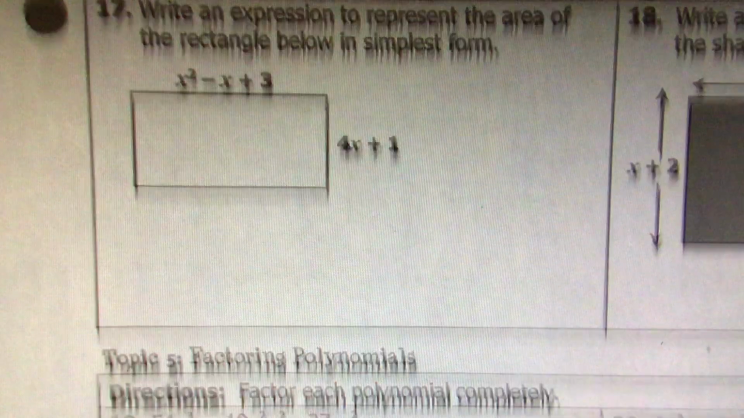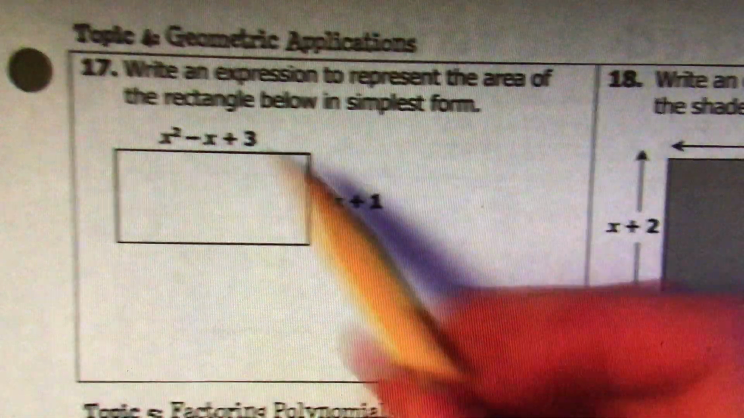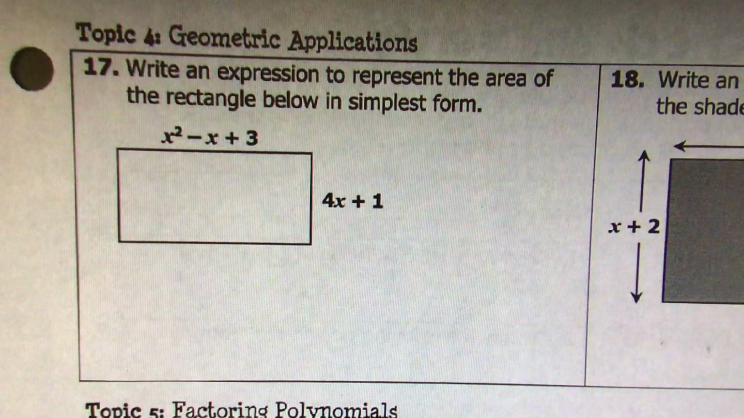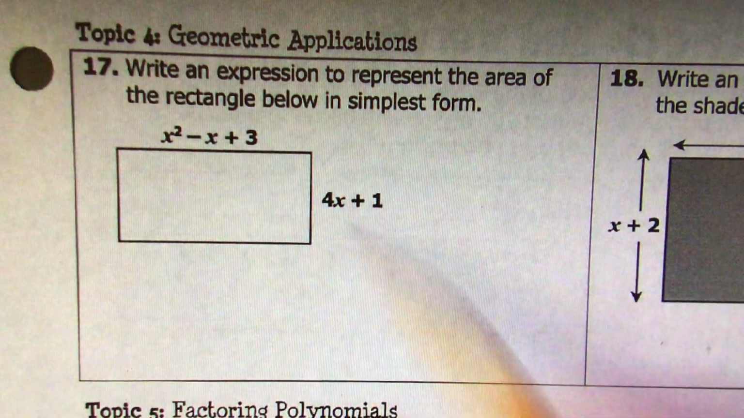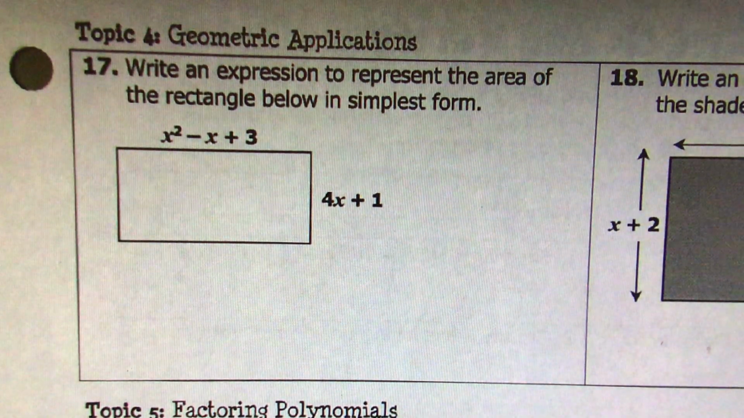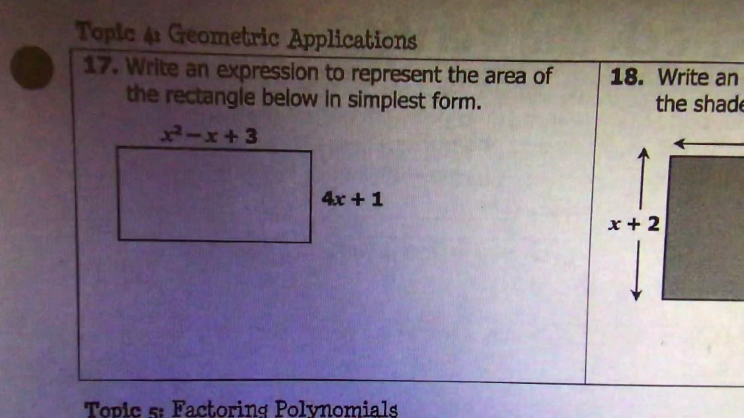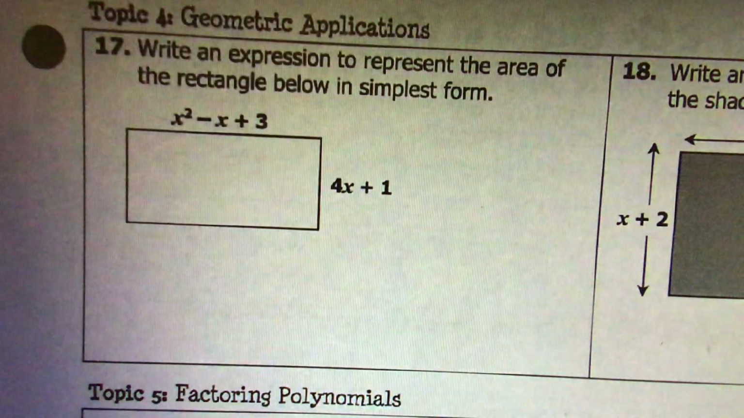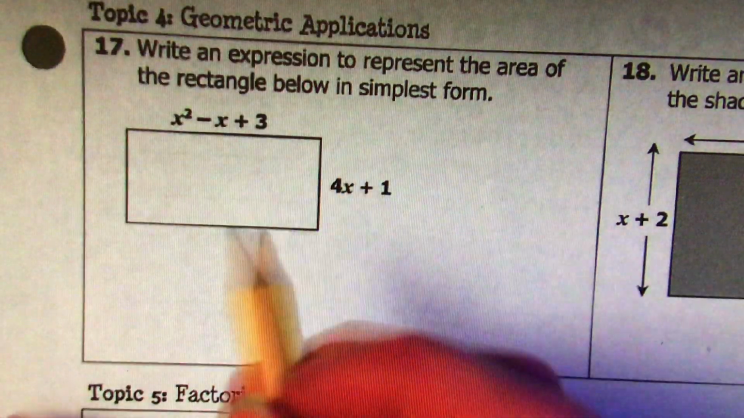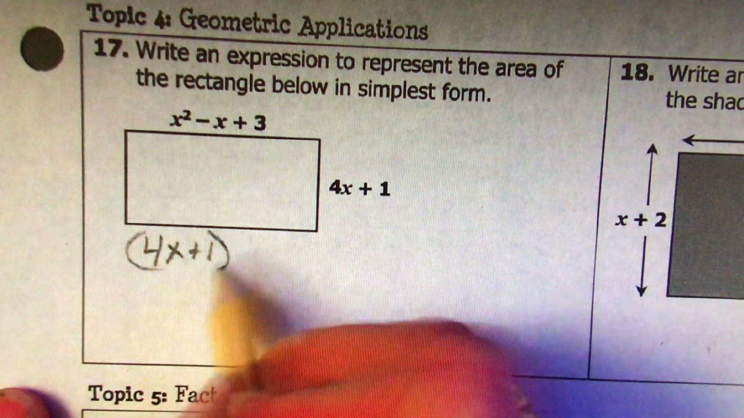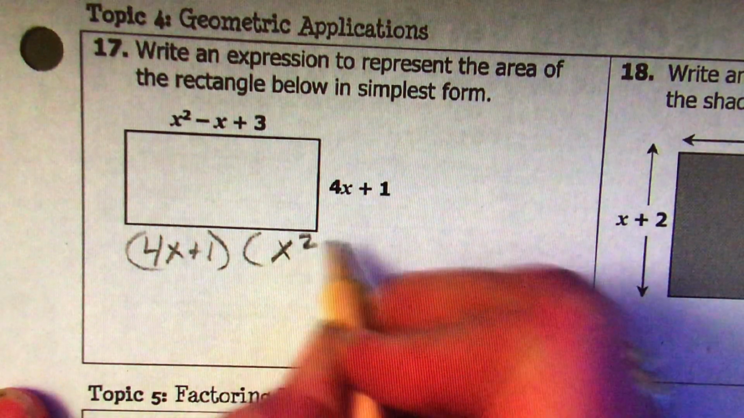And if I recall, my formula is that I would multiply the two sides together to get the area of this rectangle. So I would like a sharper pencil. So let's go for it. I have 4x plus 1, and I'm going to multiply it by the other side.